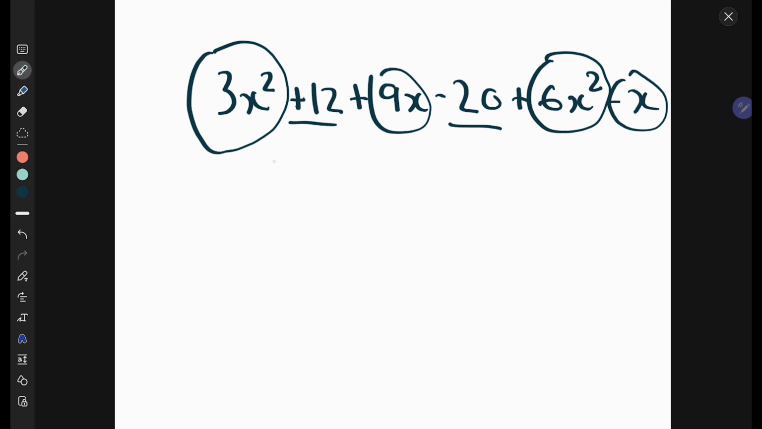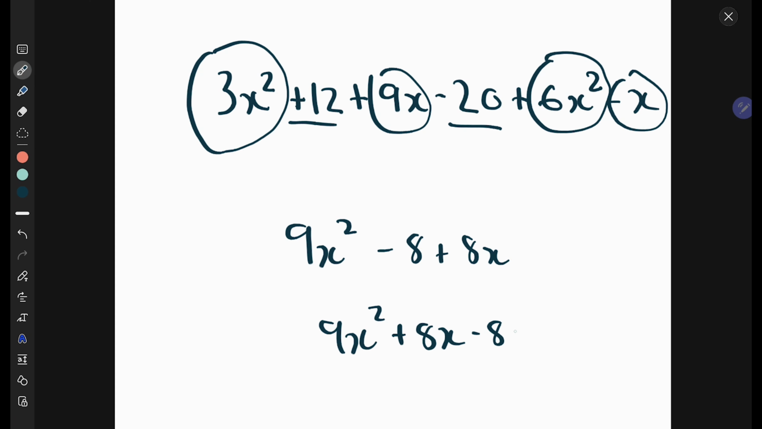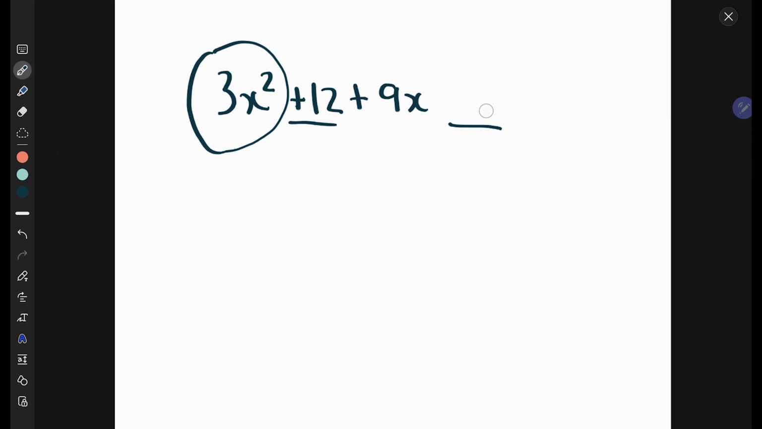So let's do this. 3x squared plus 6x squared is 9x squared. And then you have 12 minus 20, which is minus 8. And then you have 9x minus x, which is plus 8x. Now you might want to leave it like this, but I recommend not to, because you want to have the biggest power with the most like terms in front. So this would be 9x squared plus 8x minus 8 instead of this. So do this, not that. Okay. And then next, let's move on to the last question for this.